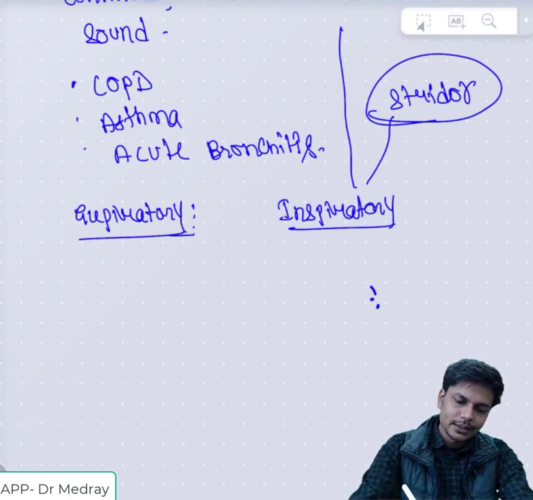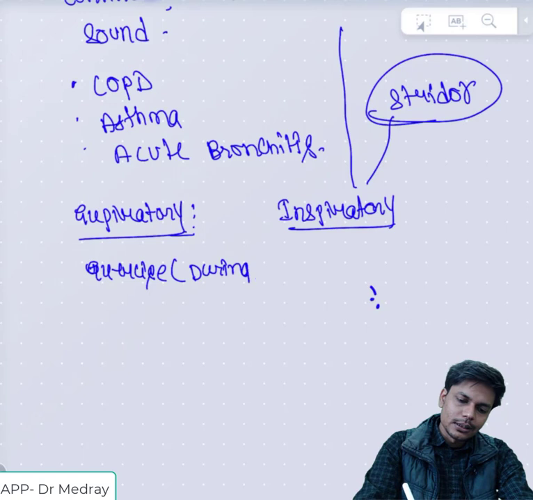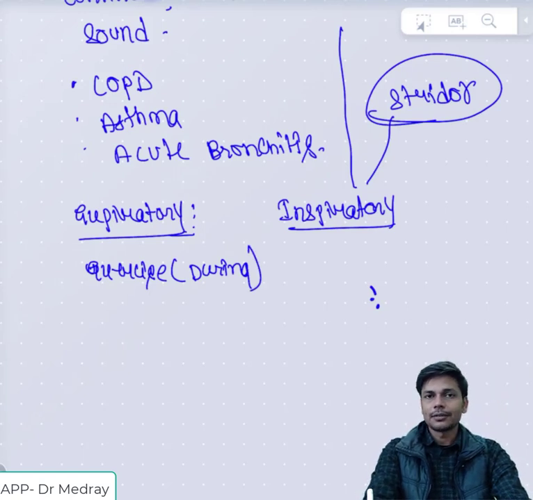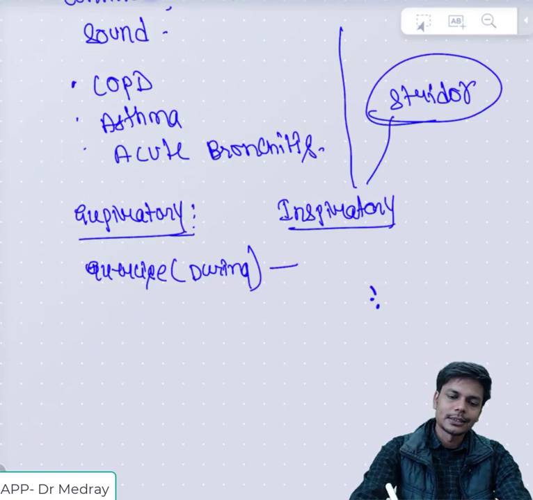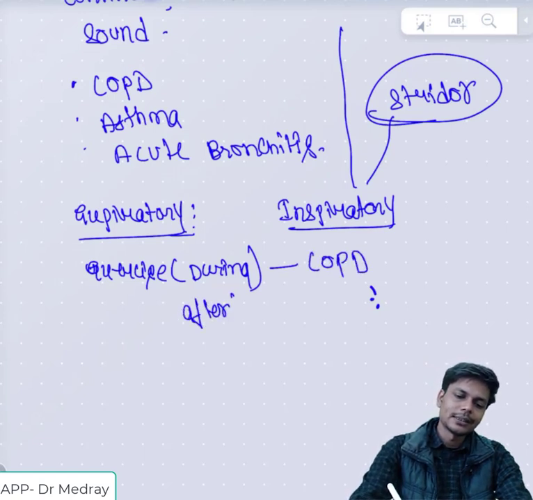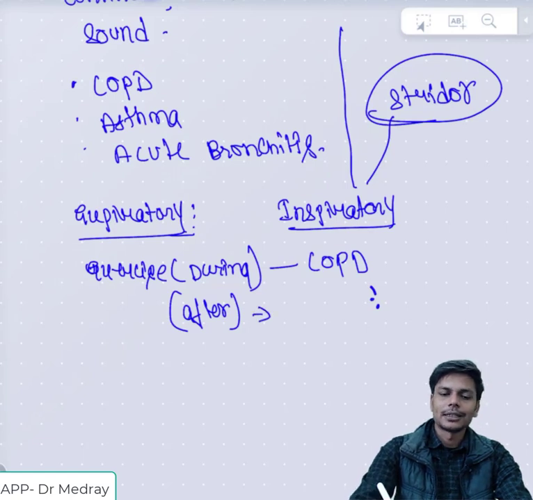If the wheeze is produced during exercise, as I told you in cough, if cough is produced during exercise, it suggests COPD. And if the cough is produced after exercise, or during the resting or recovery period, it suggests asthma.